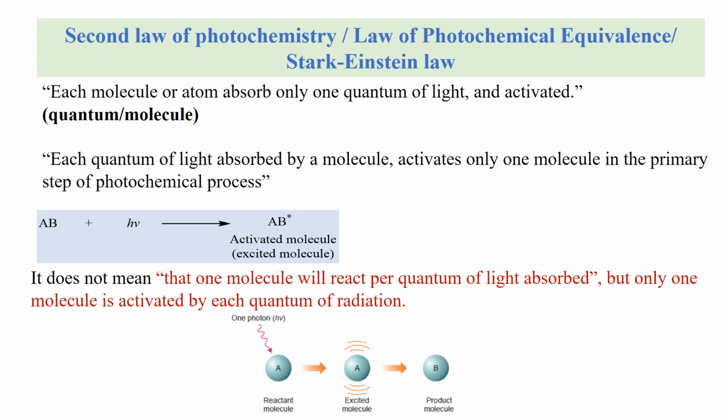Next is the second law of photochemistry, which is called the law of photochemical equivalence or Stark-Einstein law. It is also very simple, but it provides a quantitative relationship between the absorbed light and the molecules taking part in a chemical reaction. It states that each molecule or atom of the reactant absorbs only one quantum of light and is activated, simply one quantum per one molecule.